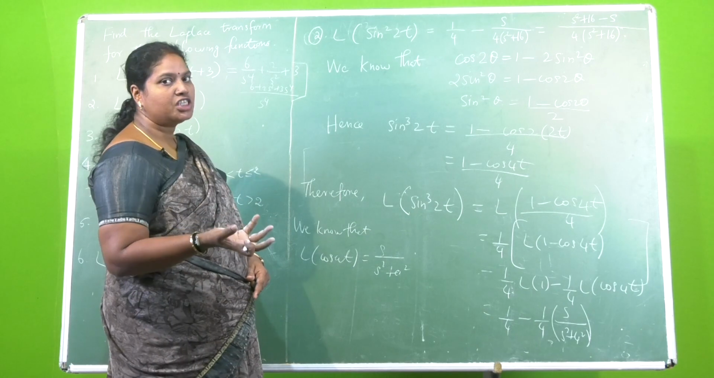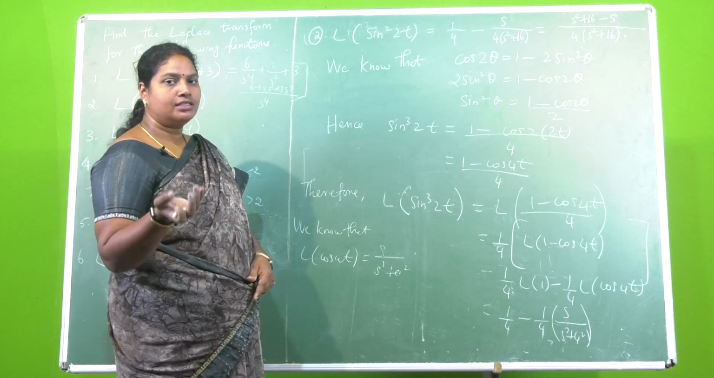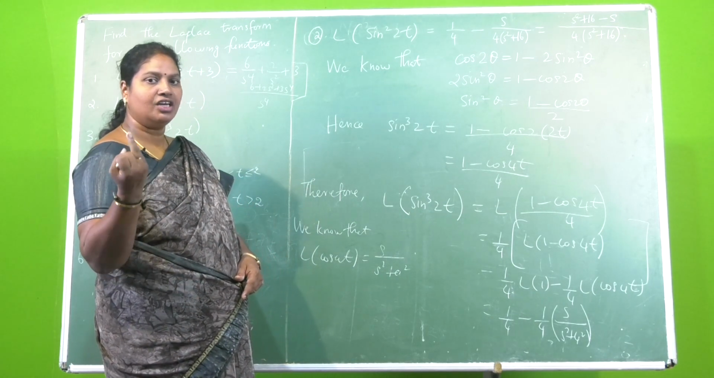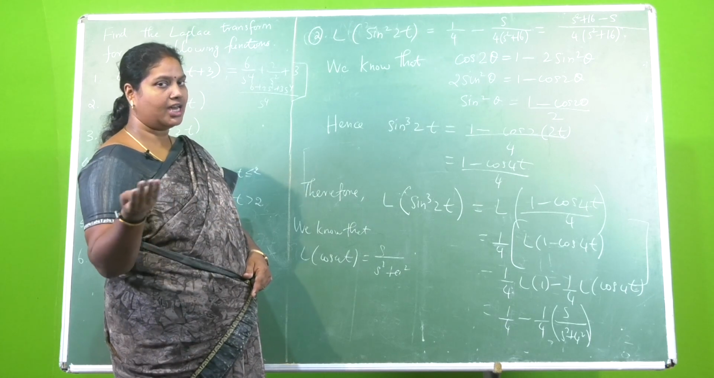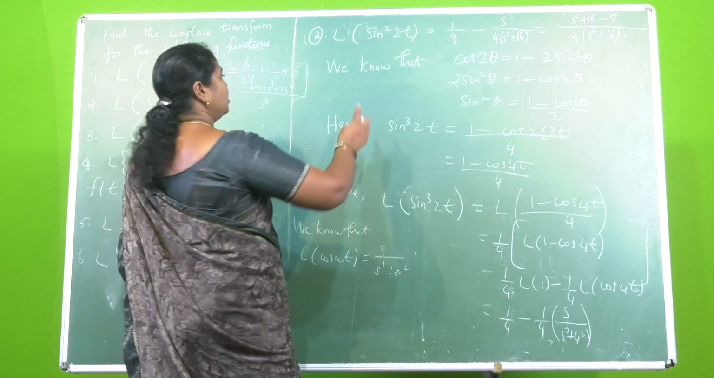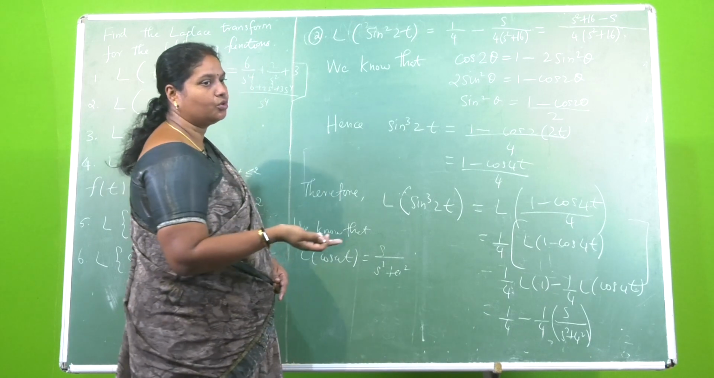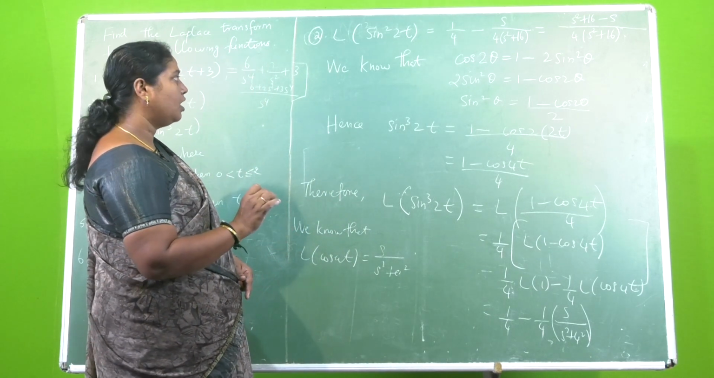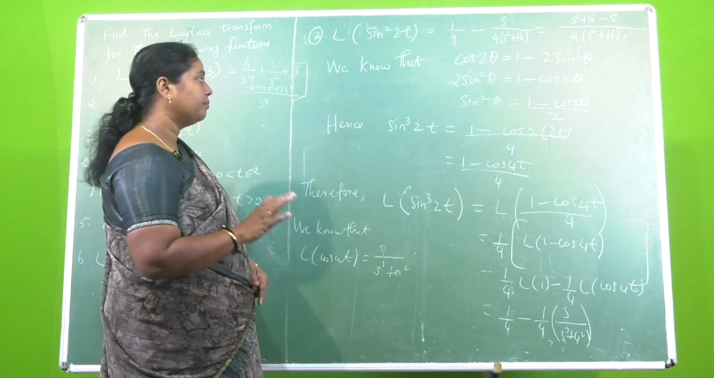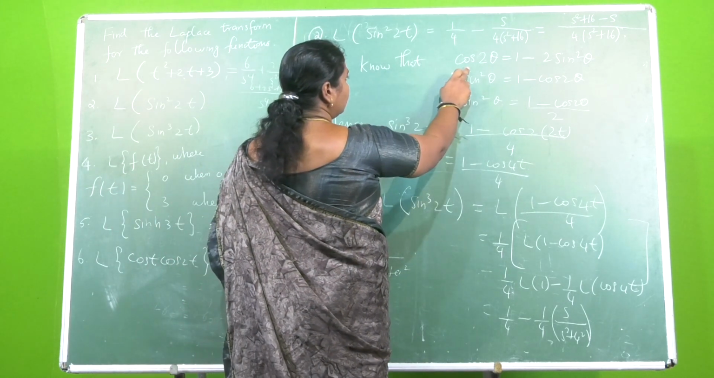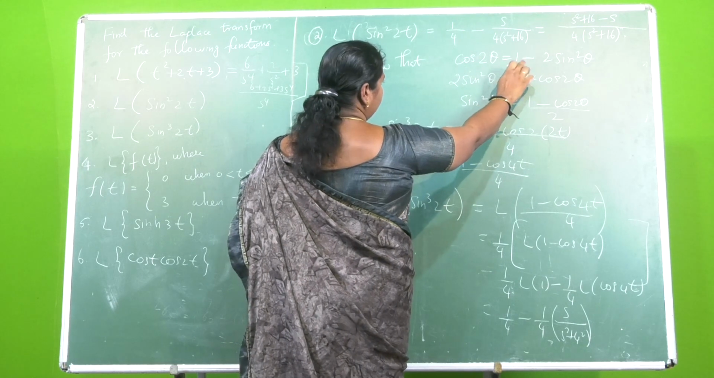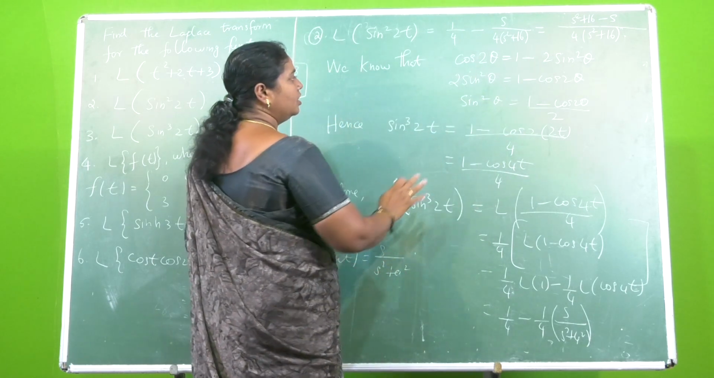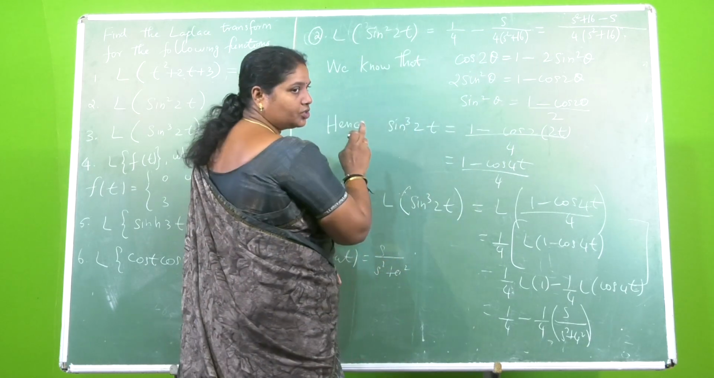Because in the last module we have found the answer for the Laplace transform of sin at, cos at, sinh at, cosh at, and so on. We didn't find the answer for sine square theta and so on. So we are going to convert this into a formula in which the square should not be there. We know that cos 2 theta is equal to 1 minus 2 sine square theta. So we need the formula for sine square theta.